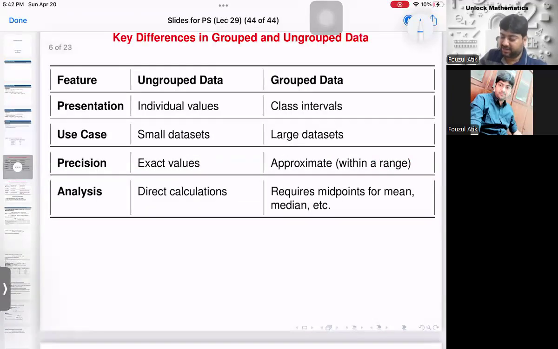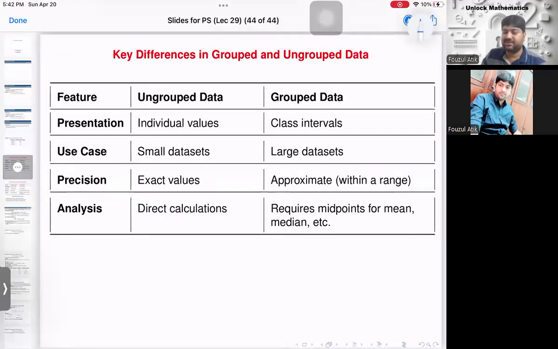And then what are the key differences between these two? Ungrouped data is individual values, whereas grouped data is class intervals. Ungrouped data is used for small databases, grouped data for large databases. Ungrouped data is the exact value, whereas grouped data is the approximate value, because it is within the range you are calculating. It is not the exact value you are giving. Then for ungrouped data you have direct calculation, whereas for grouped data you require midpoints for mean, median, etc.